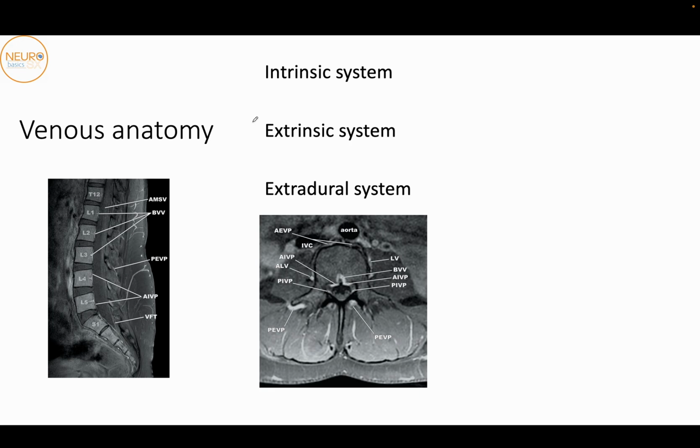The venous system is again more or less similar. You have an intrinsic system which drains the spinal cord parenchyma, an extrinsic system running on the spinal cord known as the vasa corona, and then you have the extradural system. The extradural system is, as we have already seen, an internal vertebral venous plexus which is anterior and posterior, and an external vertebral venous plexus which is again anterior and posterior. This will all drain through the basivertebral veins into the segmental veins, which will then finally drain into the azygous vein.